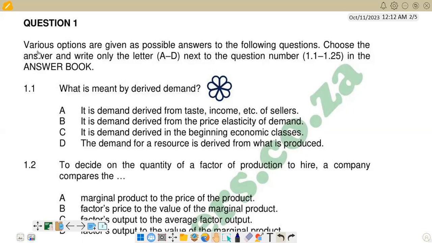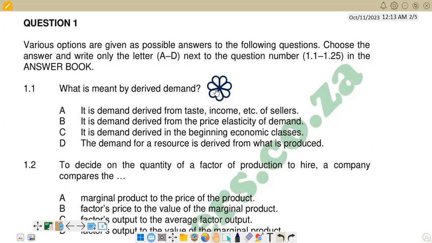The question reads, the various options are given as possible answers to the following questions. Choose the answer and write only letters A to D next to the question number. That is 1.1 to 1.25. So we have got 25 questions under this question one. And then the responses are supposed to be written in the answer book. But here we are just going to indicate which one is the correct answer from the options that we are given in this multiple choice questions.